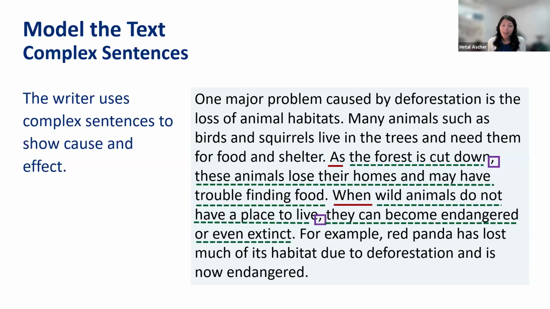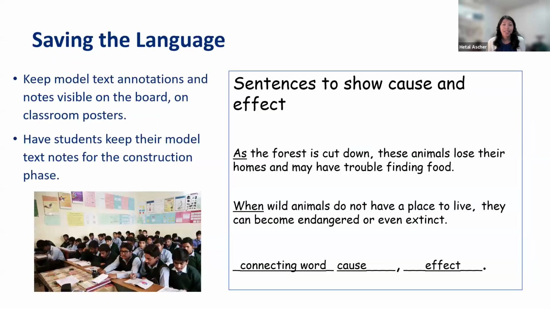And so in this way, we model this language to the students, show them an example. And when you do this modeling, it's also very important to save this language that you just pointed out to the students so that they can see them and use these resources for their writing in the future. So in my classroom, I always wrote these sentences just in the corner of a board so that the students could look there if they wanted to use this sentence structure later.